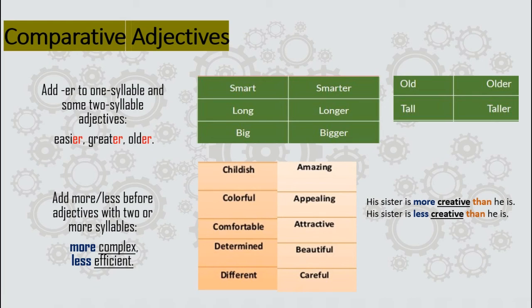Can you see? So the second rule is add more or less before adjectives with two or more syllables. For example, more complex, less efficient, or more efficient, less complex. When we have adjectives with two or more syllables, we add more or less before the adjective. For example, his sister is more creative than he is, or his sister is less creative than he is, depending on the context that we are saying.